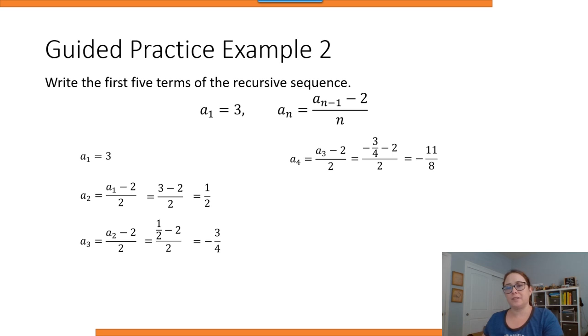And then I can use that to find the fifth term that they asked for. So a5 is equal to a4 minus 2 over 2. So negative 11/8 minus 2 divided by 2 gives me negative 27 over 16. So that's how you work with a recursive sequence.